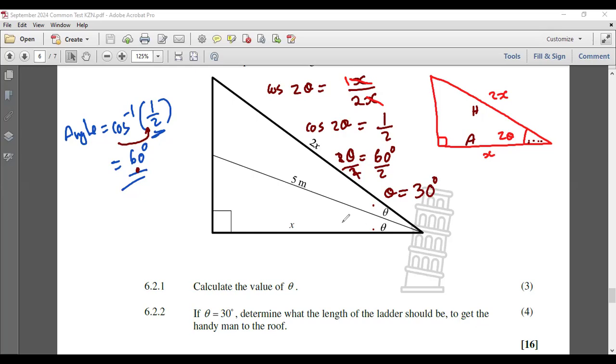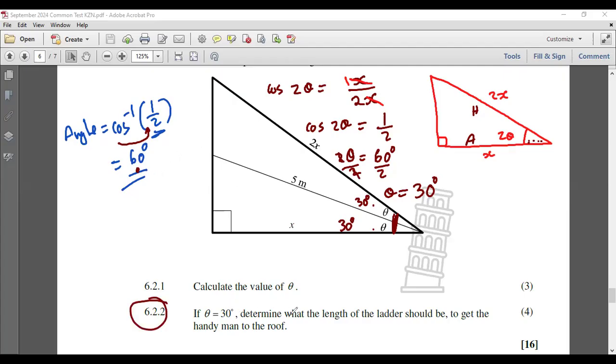So meaning to say we've got our theta, guys. This is 30 degrees. This is also 30 degrees, meaning if you add 30 plus 30, or 30 times 2, it's going to be the whole of this, 60 degrees. But we just need theta. Exact theta is 30.